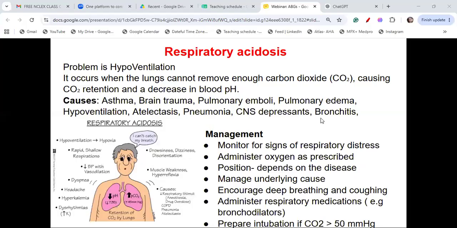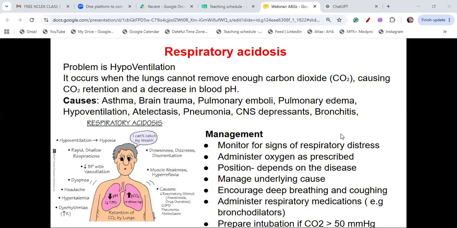Also encourage deep breathing and coughing exercises. You can administer respiratory medications like bronchodilators, in the case of asthma or even bronchitis. And then lastly, you prepare for intubation if the CO2 is more than 50 millimeters of mercury. So the take-home message here is the causes. That one you must remember.